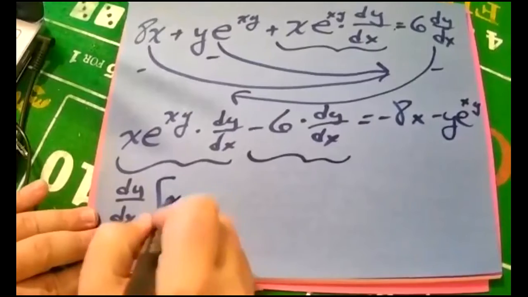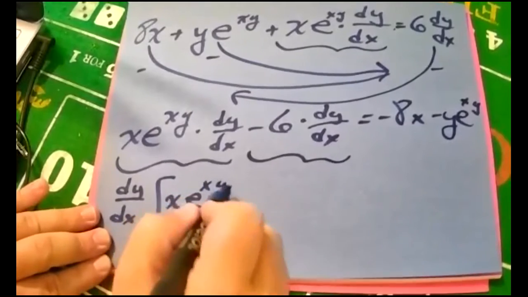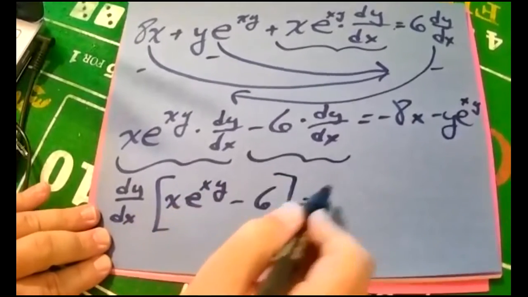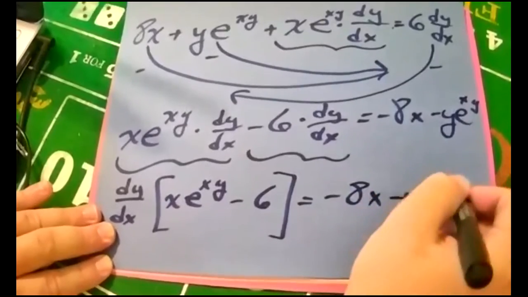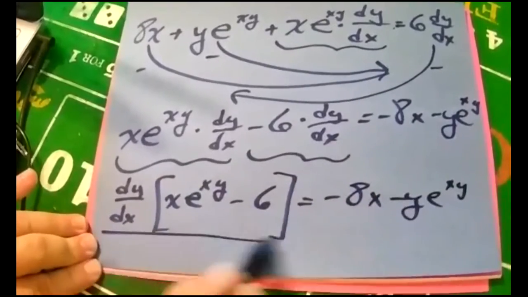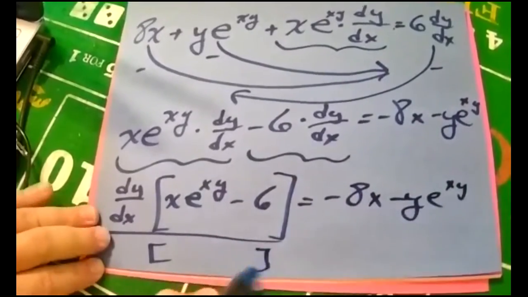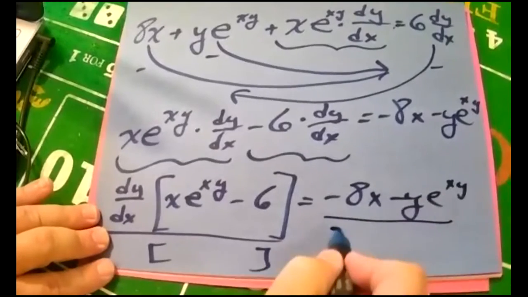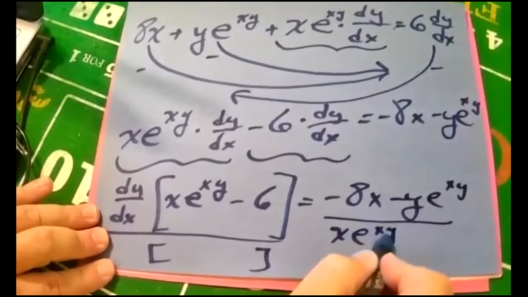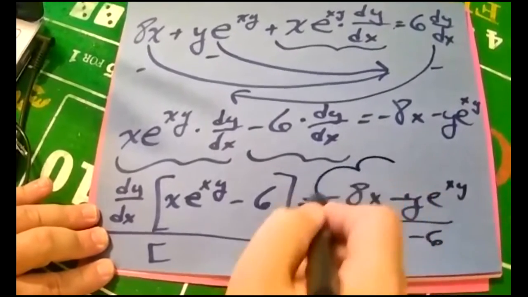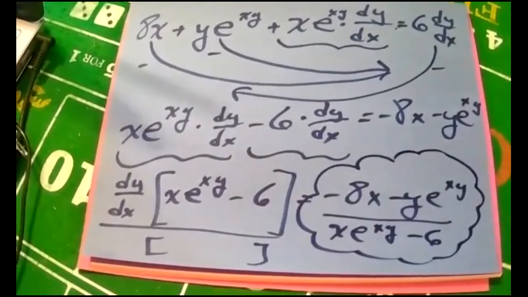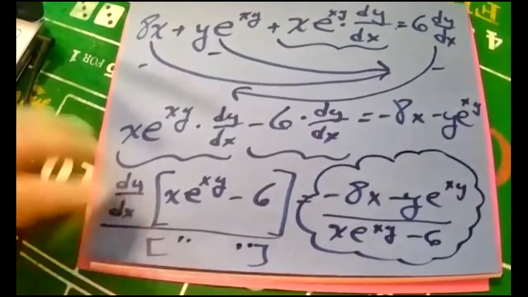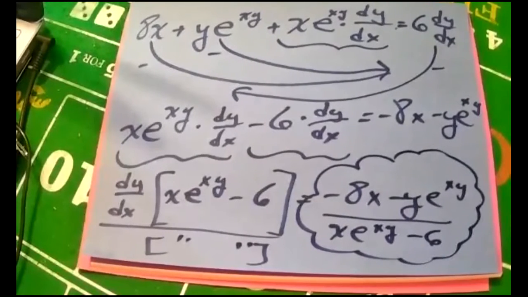And it'll be x e^(xy) minus 6 in there, equals this expression, negative 8x minus y e^(xy). So to isolate, I would divide by that bracket, putting that expression underneath here. And this is what we want for our solution. All right. I hope that that's clear. That's the way you're supposed to do differentiation implicitly.